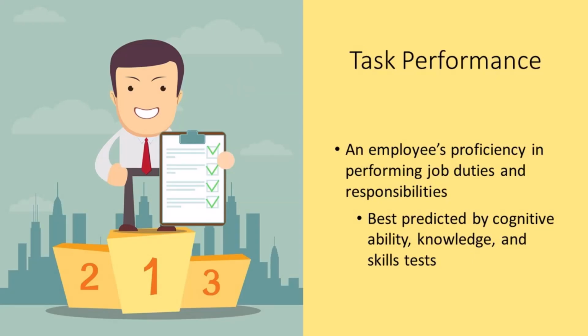The most obvious type is task performance. This is a measure of how well an employee performs the job duties and responsibilities that contribute to the organization's goals. The tasks are part of the job description and vary from job to job. We use job analysis to identify them. Task performance is best predicted by cognitive ability and job-relevant knowledge and skills.